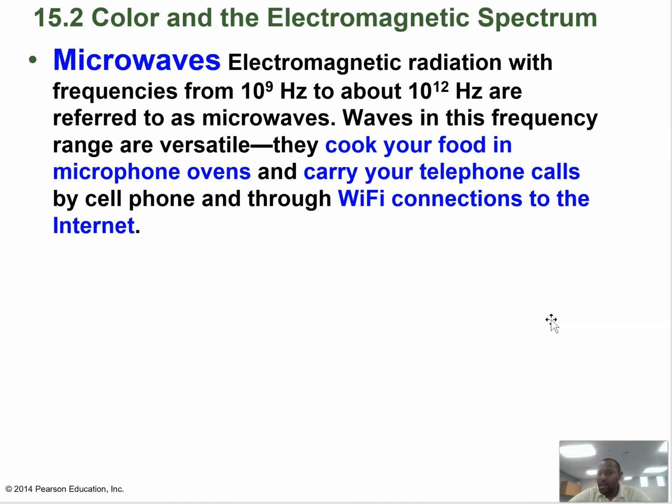They can be used to cook food in your microwave oven, and they can carry your telephone calls by cell phones and through Wi-Fi connections, or maybe to the internet. So this is the area where the internet and the cell phone, when you call wirelessly, use microwaves, from cooking to your cell phone.